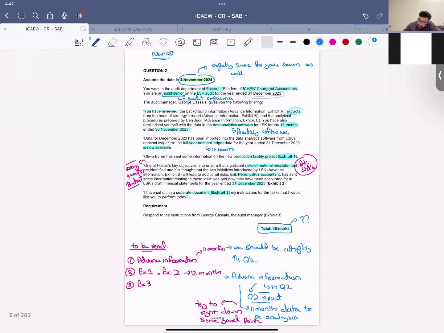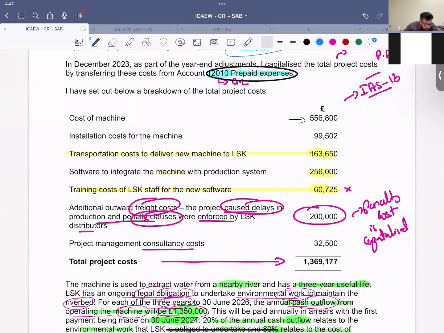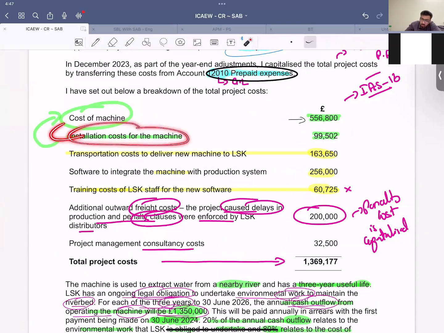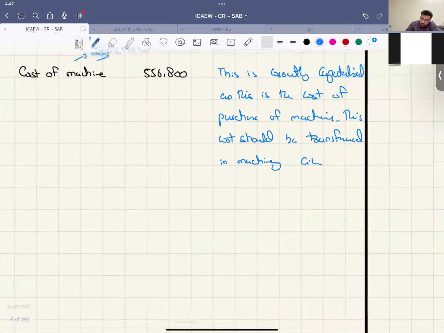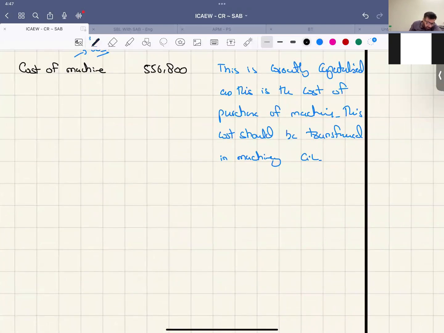Then, what's the second cost? Installation cost, it's 99,502. So yes, this also needs to be capitalized for sure. But this should be part of this cost, as this cost allowed it to come into the workable condition. So cost of machine, then we have installation cost. This is how you need to attempt your paper.